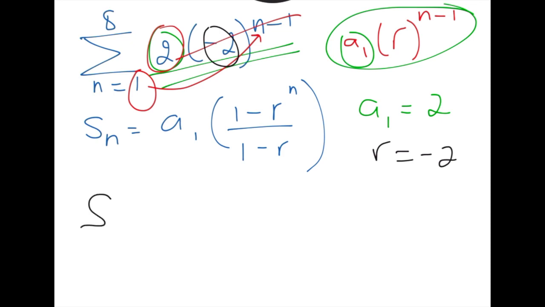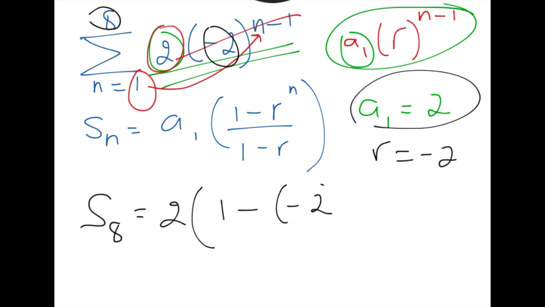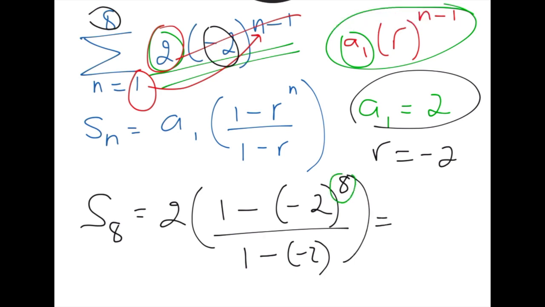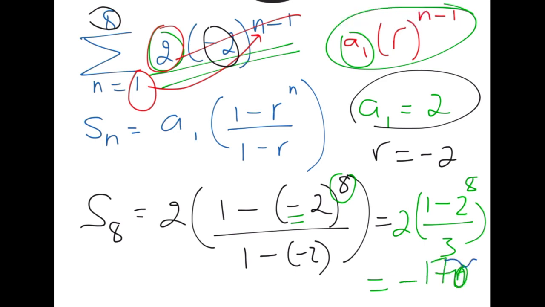The partial sum of the first 8 terms, again I get 8 from here, is going to be equal to a1, that's 2, times 1 minus -2 to the 8th power, over 1 minus r, -2. Here, because this number is even, it's going to cancel this negative. So you will end up with 2 on the outside times 1 minus 2 to the 8th power over, that would be 3 on the bottom. And your answer is going to be -170, and that is your final answer.